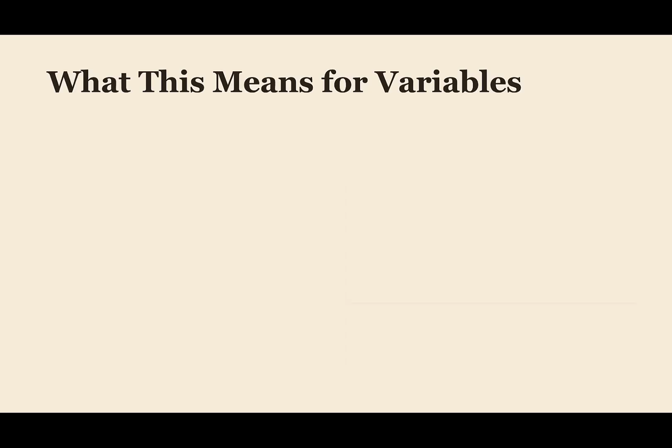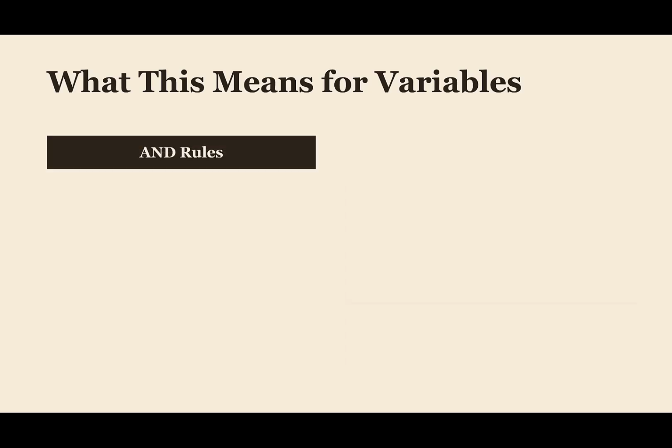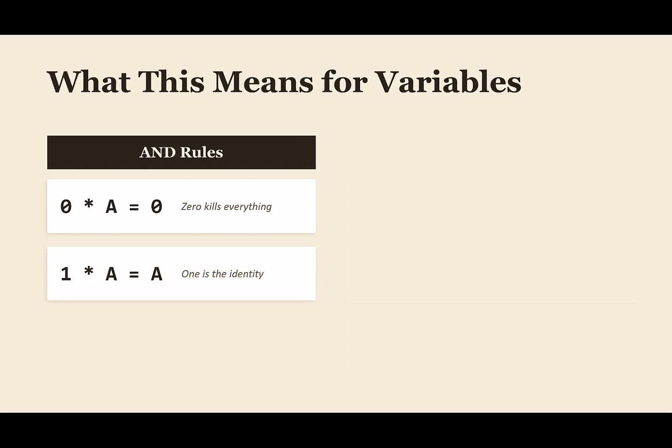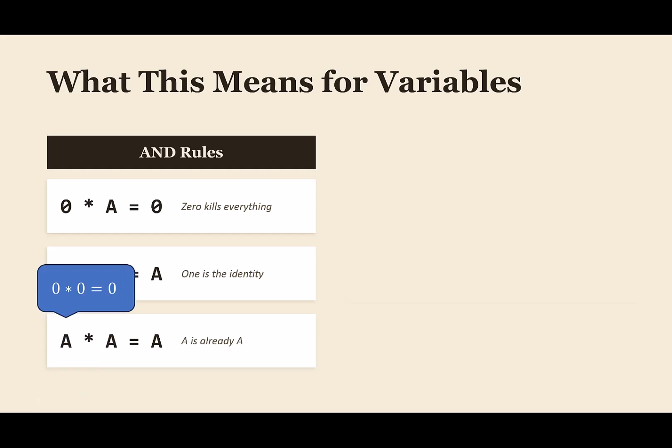So what does this mean for variables? Let's start with our rules for and. If I have 0 times a, I get 0. Think about 0 kills everything. If I have 1 times a, I'm just going to get a. Remember, 1 is an identity, so when I multiply by 1, I don't change the value. A times a is a. Let's think about what that could mean. Because I'm multiplying the value times itself, I either have 0 times 0 or 1 times 1. 0 times 0 we said is 0, so we get what we started with. 1 times 1 we said is 1. Again, we get what we started with.